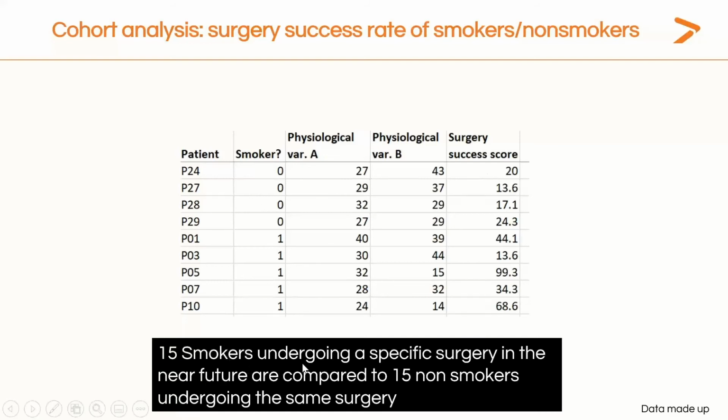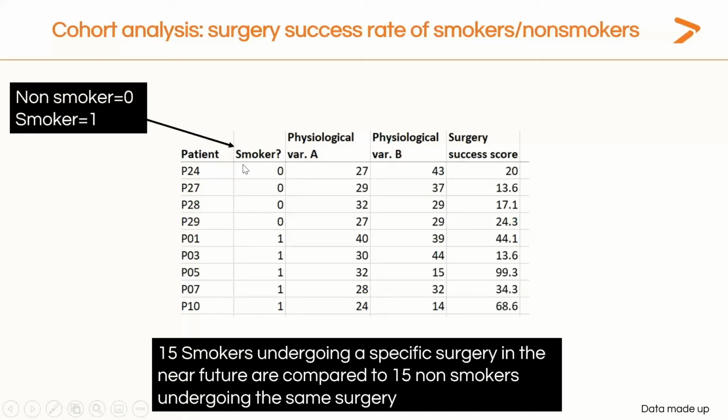Fifteen smokers undergoing a specific surgery in the near future are compared to 15 non-smokers undergoing the same surgery. So we set a group of smokers and a group of non-smokers who will undergo a surgery in the near future. And we followed several physiological variables, A and B, for instance. And at the end, after the surgery, we measured some score that measures the amount of success of the surgery, a score from 0 to 100 for each patient.